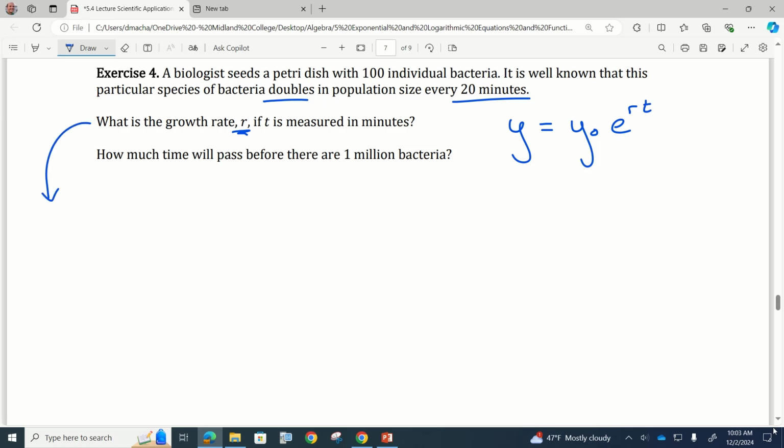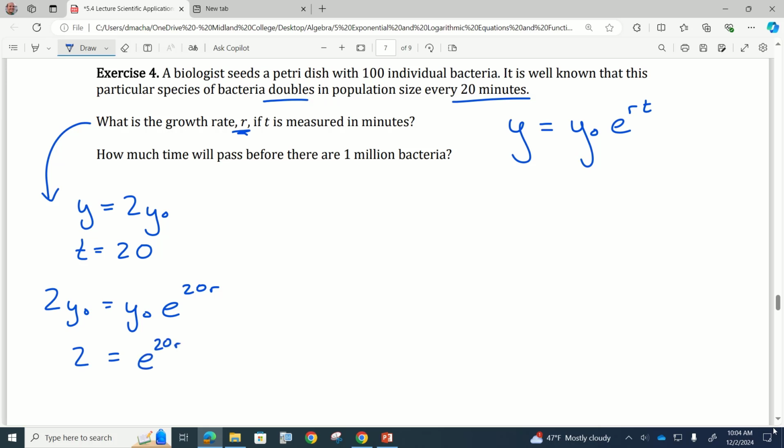Doubling means, just like before, this y is the same thing as twice the initial population. And so let's assume that we're waiting for this to double, and it doubles every 20 minutes. So then I set up my equation 2y0 equals y0 times e raised to the power 20r. I'm looking for r. I want to find what my growth rate is. How do I solve for r?